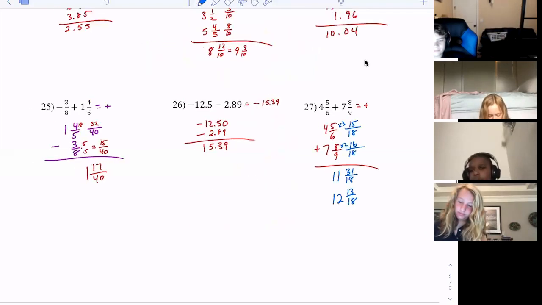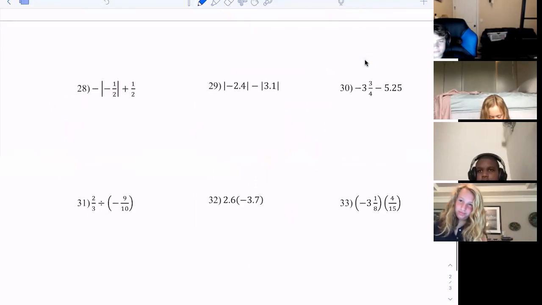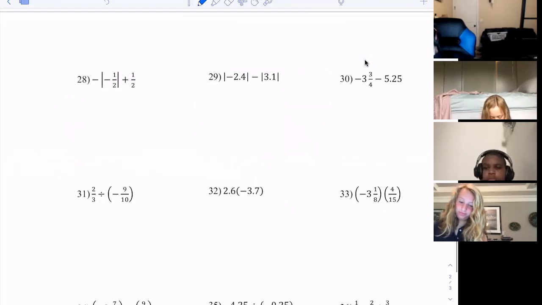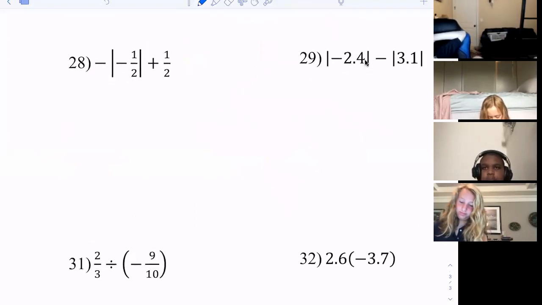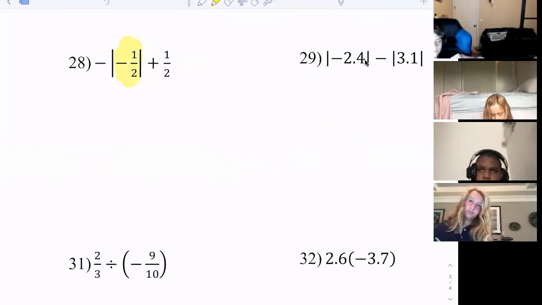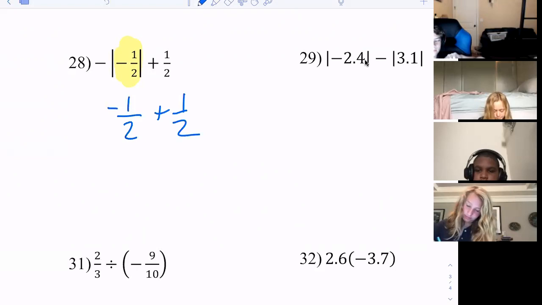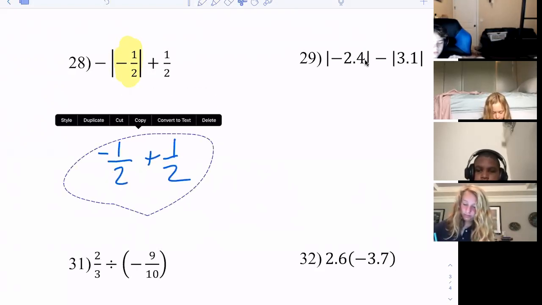All right, here we go. 28. Now I've got an absolute value. This is pitiful if you missed this one. What's the absolute value of negative 1/2? 1/2. But there's a negative out in front. So it's still what? Negative 1/2. Okay, I'm going to go in slow motion for you, so pay attention. What is the absolute value of negative 1/2?